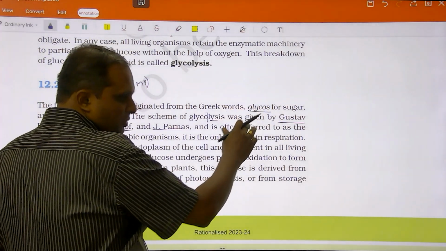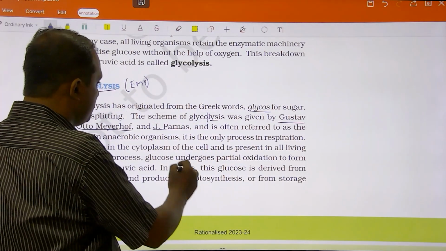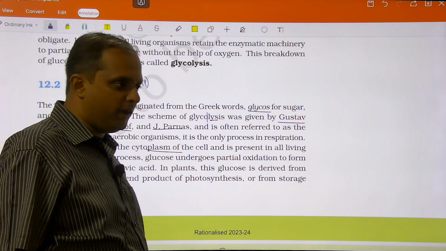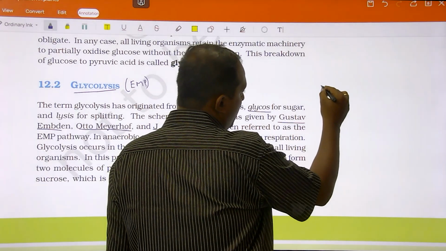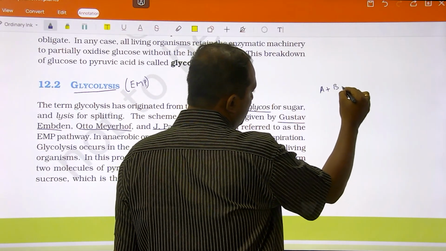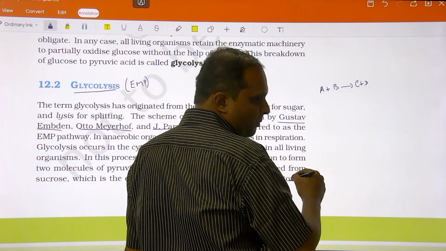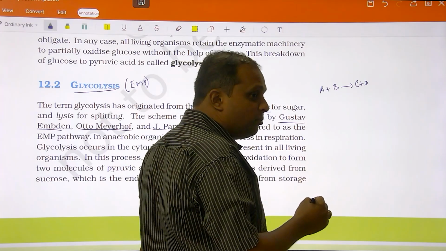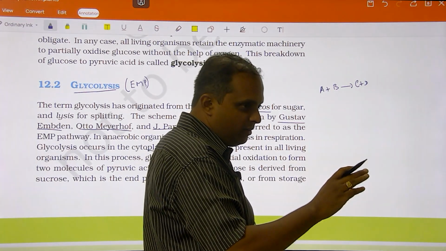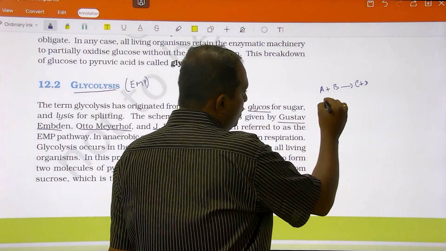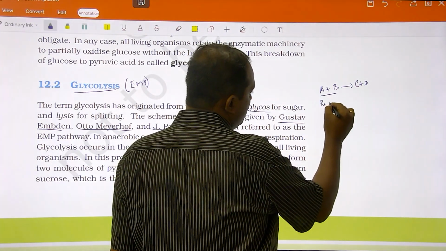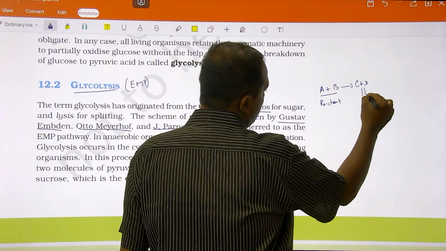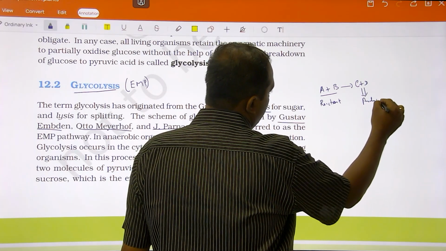Glyco, sugar, okay, fine. Now it is going to happen in the cytoplasm of the cell. Before this, you need to know the basic scheme of a biochemical reaction. In chemistry, we have a chemical reaction, say A plus B gives rise to C plus D. Such a chemical reaction happening inside a cell is what is called a biochemical reaction. A chemistry happening inside a cell is biochemistry. In chemistry you call A and B reactants, and C and D products, in the presence of a catalyst.